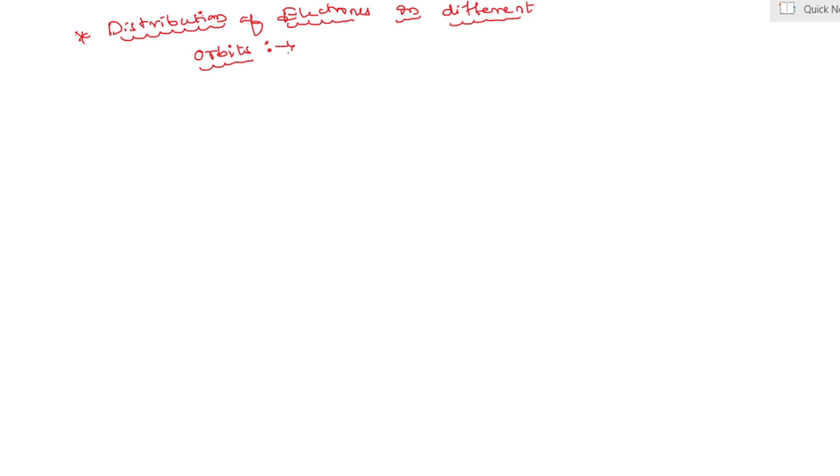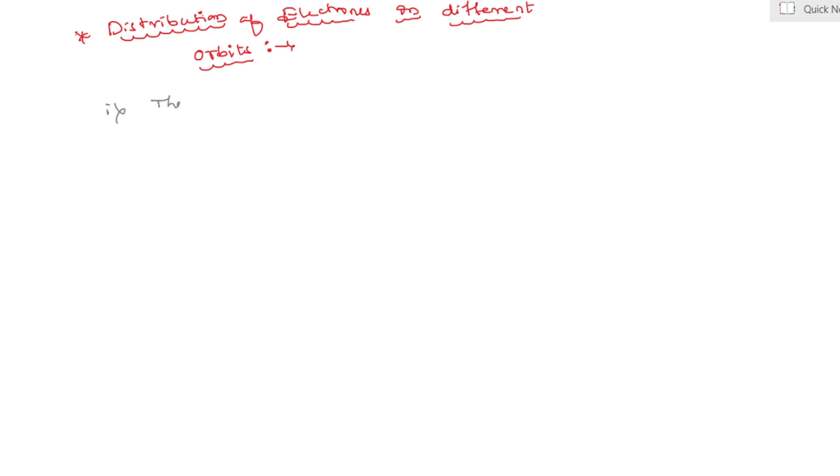The distribution of electrons into different orbits of an atom was suggested by Bohr and Bury. For writing the number of electrons in different energy levels or cells, some rules are followed. First one, the maximum number of electrons present in a cell is given by the formula 2n square, where n is termed as the orbit number or energy level.